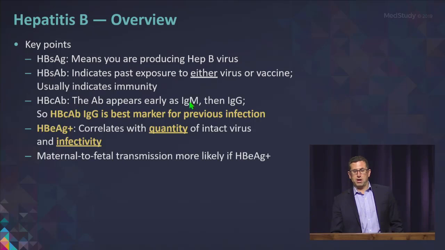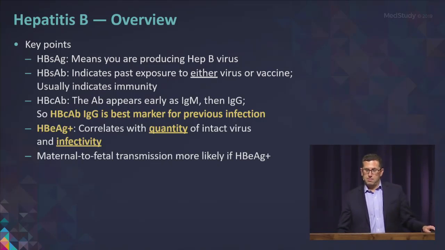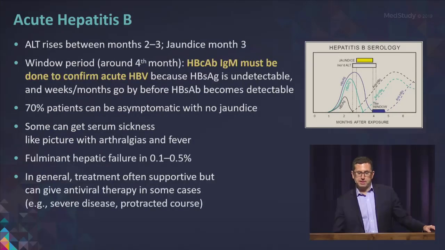It could be seen early on as IgM during an acute hepatitis B exposure, and then it will become an IgG-based antibody. Hepatitis E antigen correlates with quantity of intact virus and infectivity. So hepatitis E antigen means that there's more virus around and you're more likely to infect others. Maternal to fetal transmission is more likely if you're Hep E antigen positive.